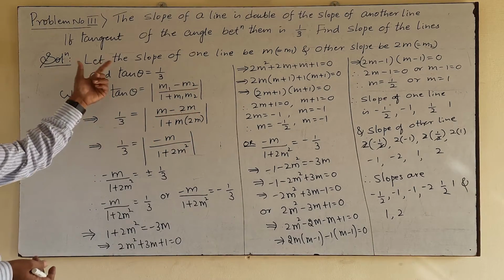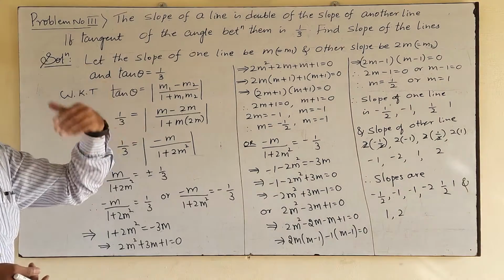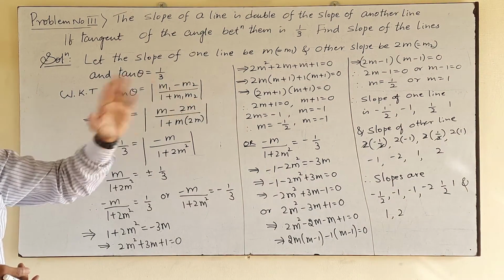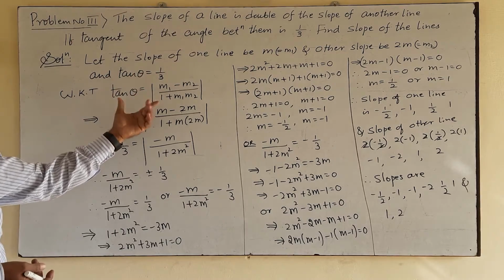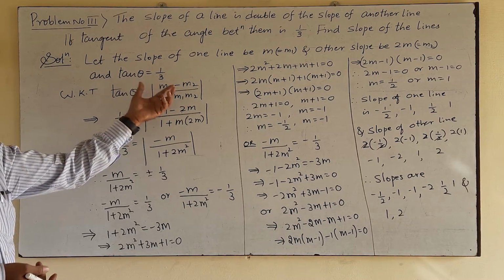So one slope by taking m, other slope be say 2m. We got two slopes and tangent of an angle between them is given 1 by 3. Apply tangent of an angle between two lines.